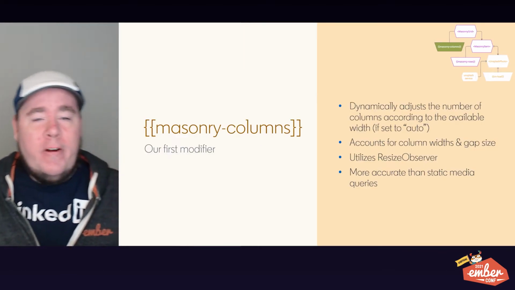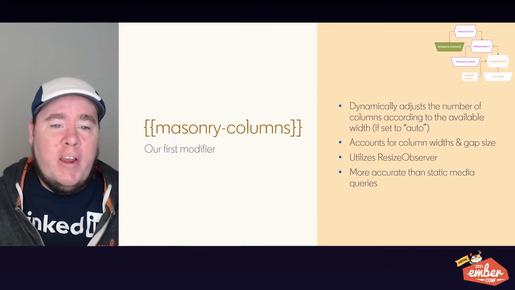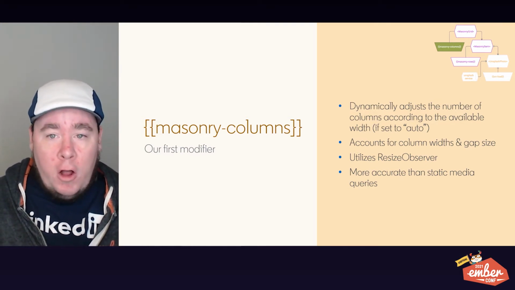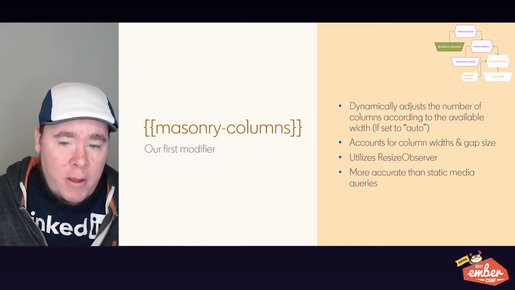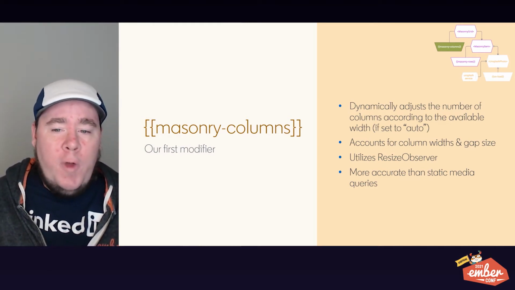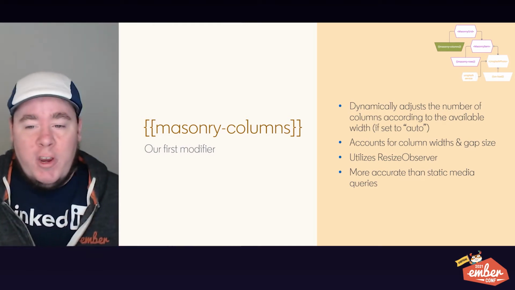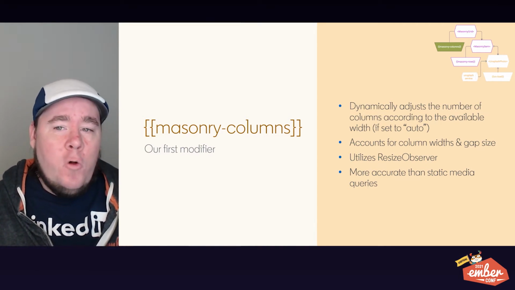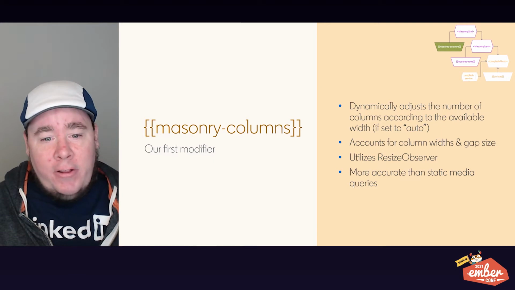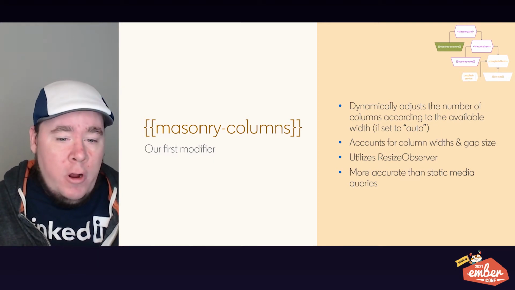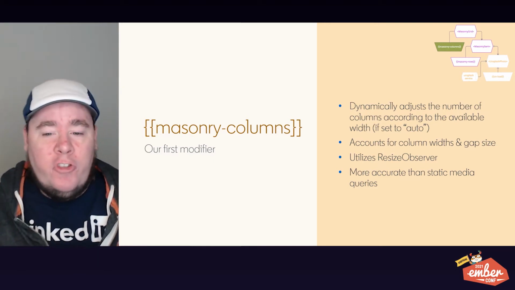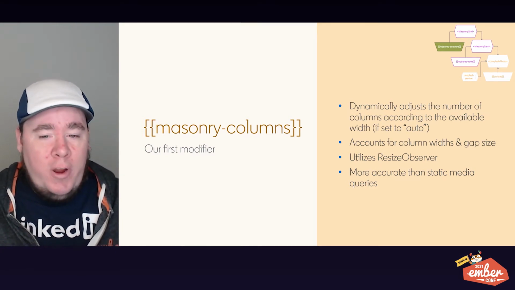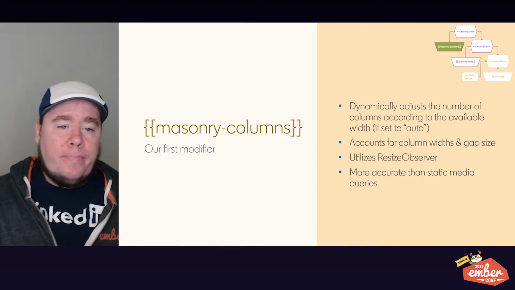So our very first modifier here is Masonry Columns. And Masonry Columns is going to dynamically adjust the number of columns in our grid. It's also going to account for the width of columns and the size of the gap between columns when it calculates how many columns are available. And it's going to update the number of columns automatically using Resize Observer, which is a more accurate approach than static media queries, which have preset breakpoints in the size of your app.